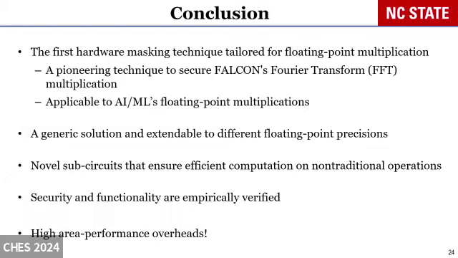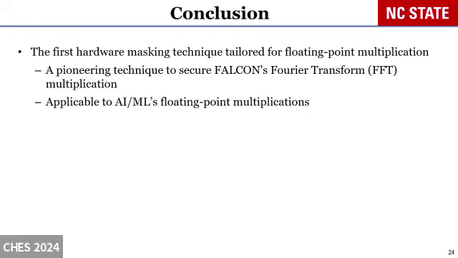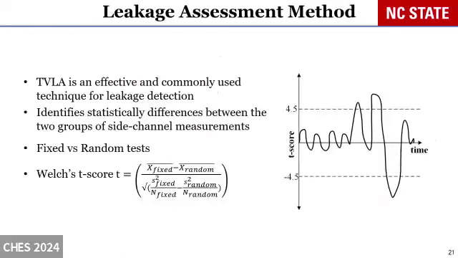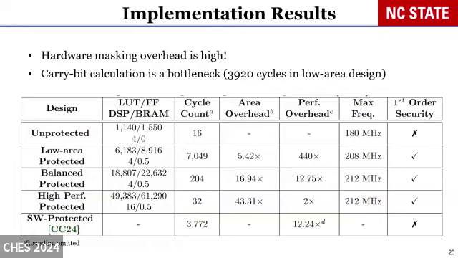Hi, thank you for a very nice talk. You had a table with the results for different types of designs that you have: the serialized, the balanced, the high performance. How about the randomness required? Does that change based on the designs, and what randomness requirements do you have?